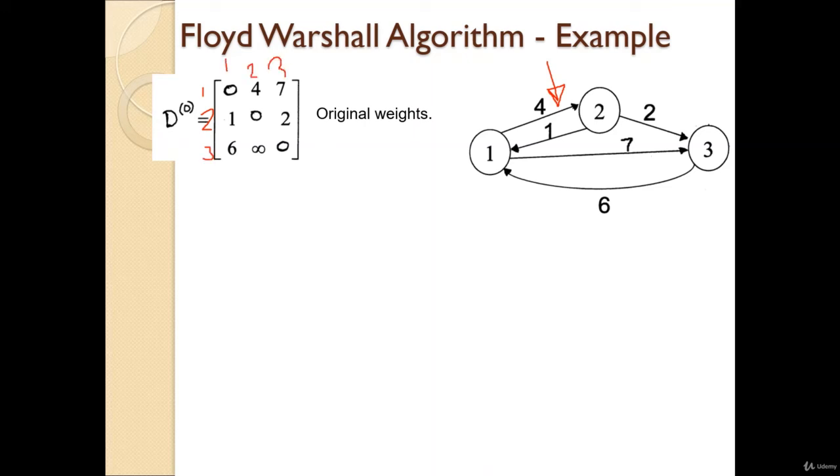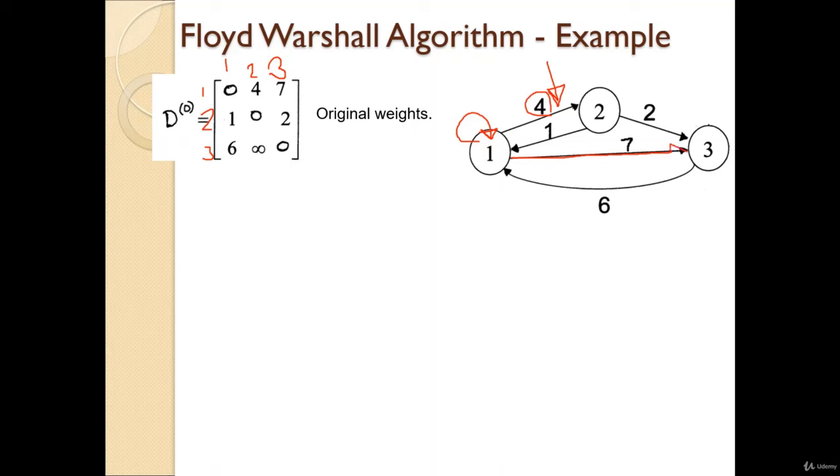Okay. Now let's see from 1 to 1. Is there any self loop? Means, is there any path to travel from 1 to 1 only? No. So you will put 0 there. Now from 1 to 2. What is 1 to 2? It is 4. Now from 1 to 3. What is 1 to 3? It is 7.